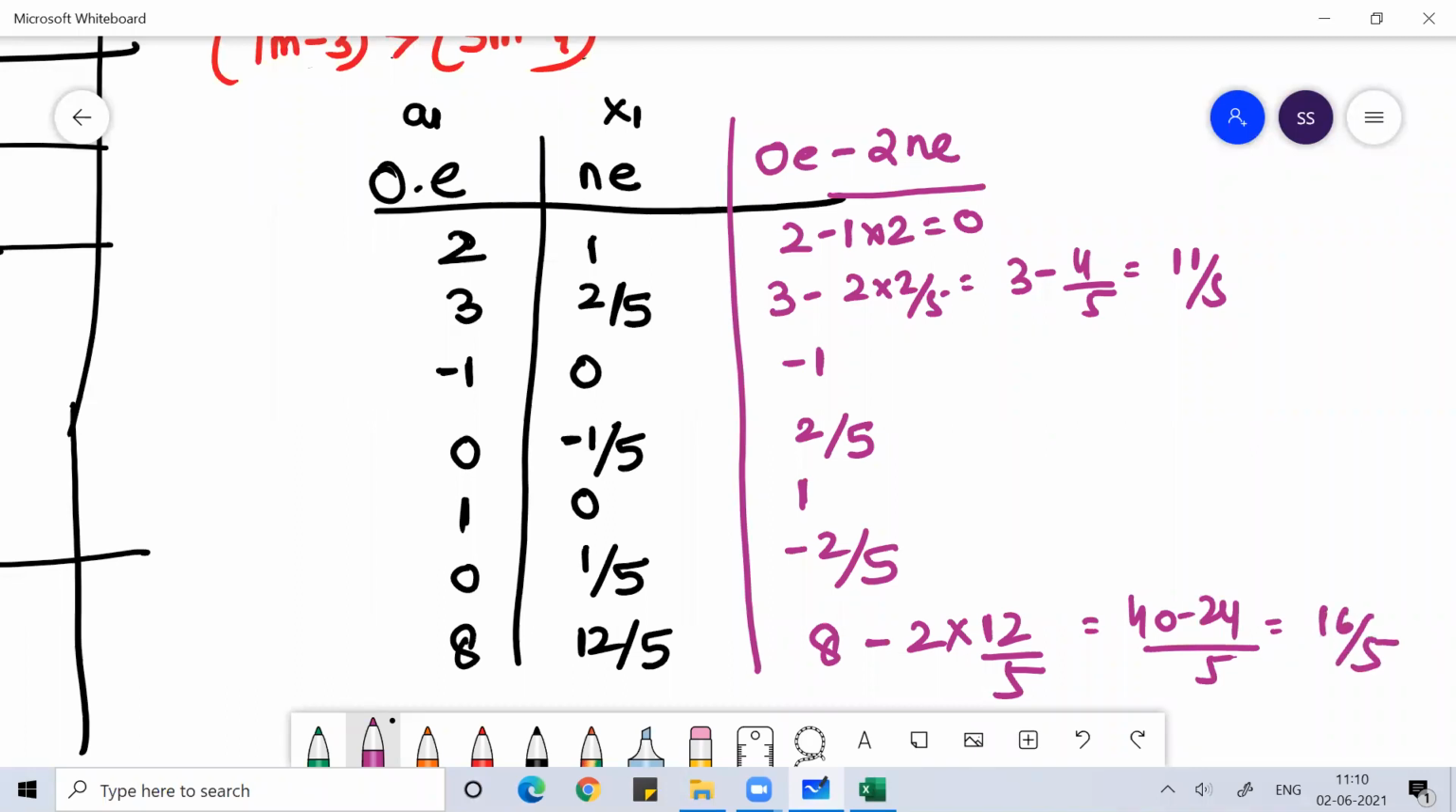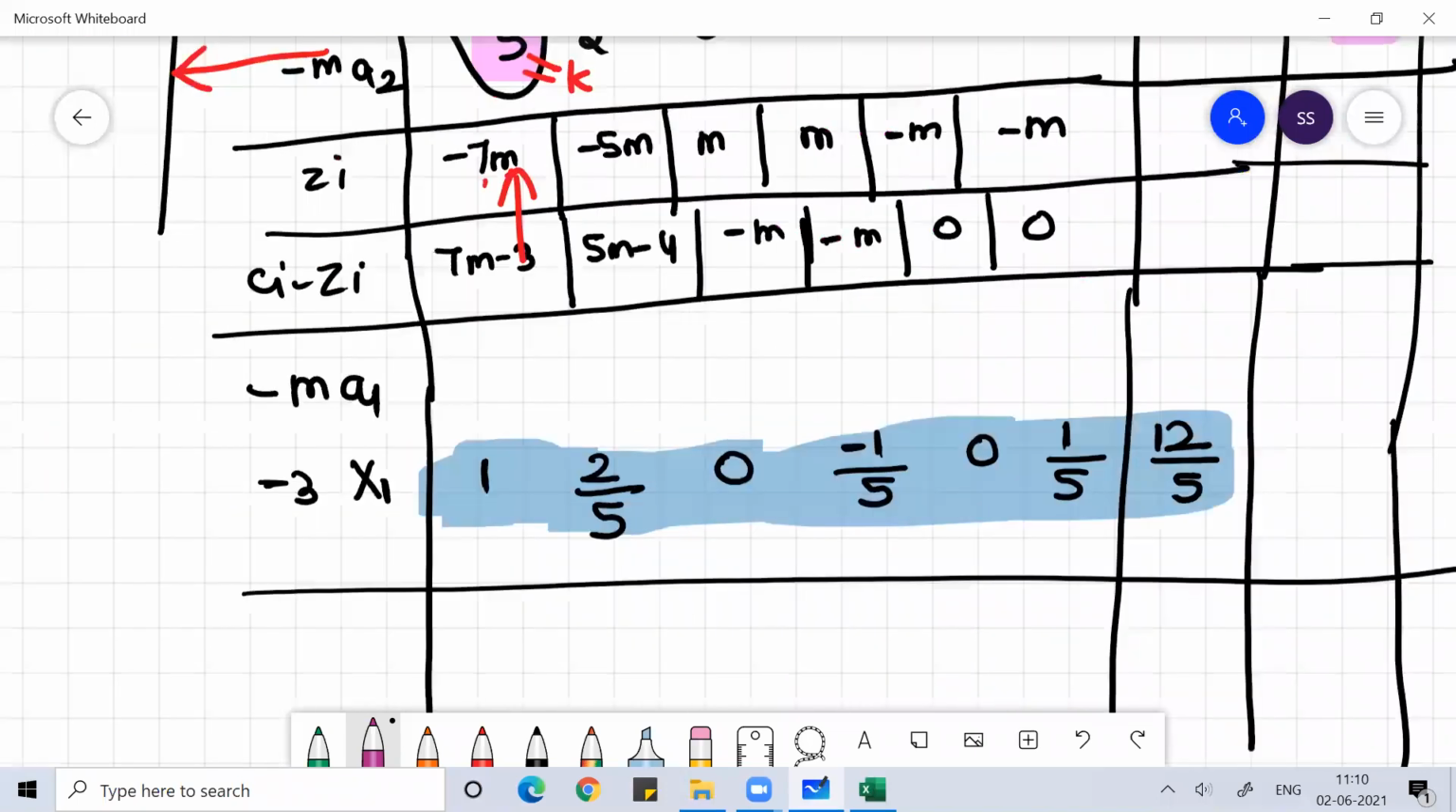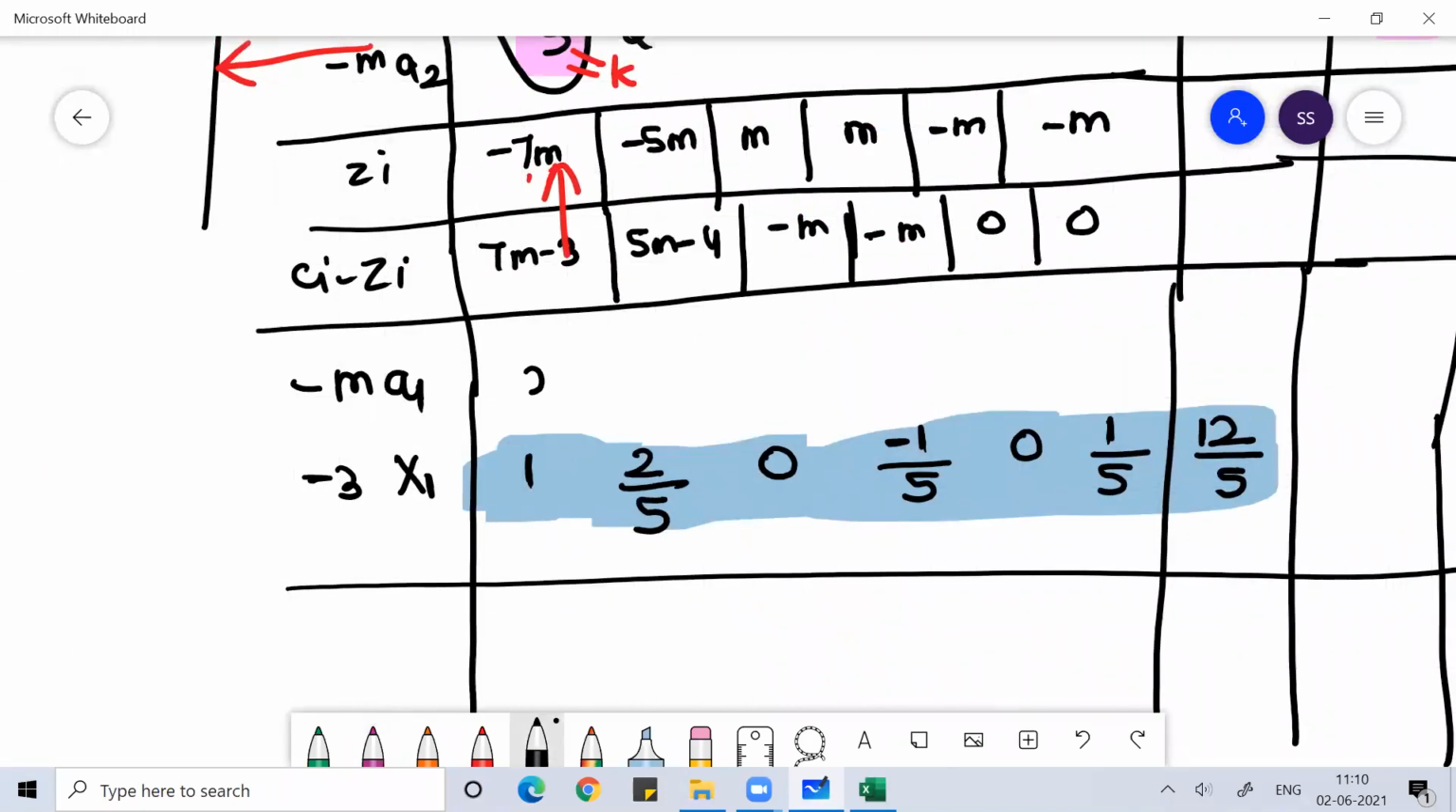So you get the values 0, 11 by 5, minus 1, 2 by 5, 1, minus 2 by 5, and 16 by 5. Okay, so these values you will get.